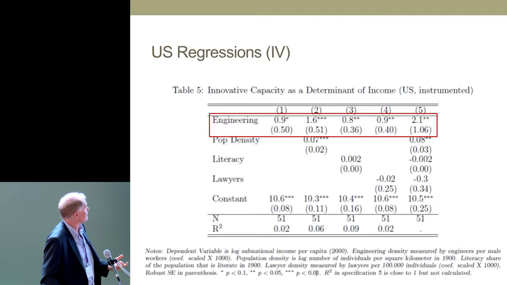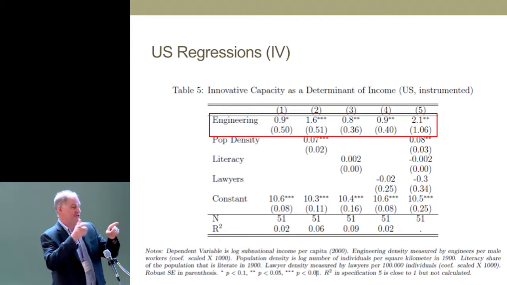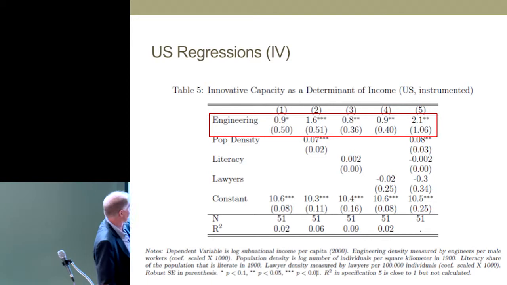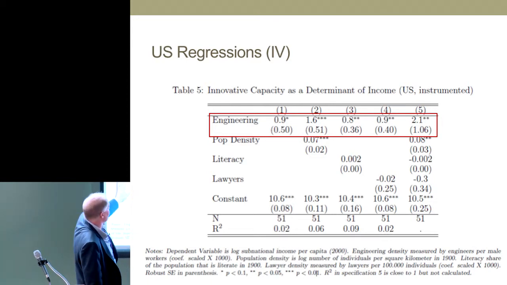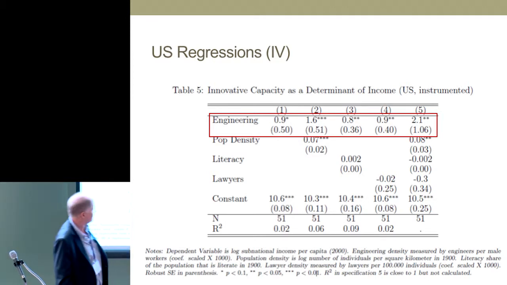It was more supply-driven. Now, yesterday someone made a comment about, okay, IV with 51 observations. I want to continue that discussion with whoever was having it. But for now, you're going to have to just accept these results. But again, engineering survives in our imperfect IV world. Inclusion of population density, inclusion of literacy, inclusion of lawyers who are negative, but not significantly so.